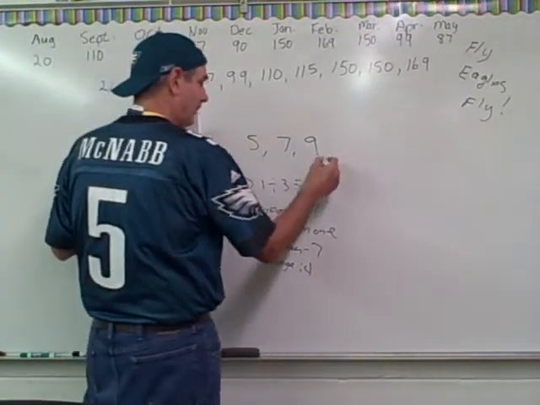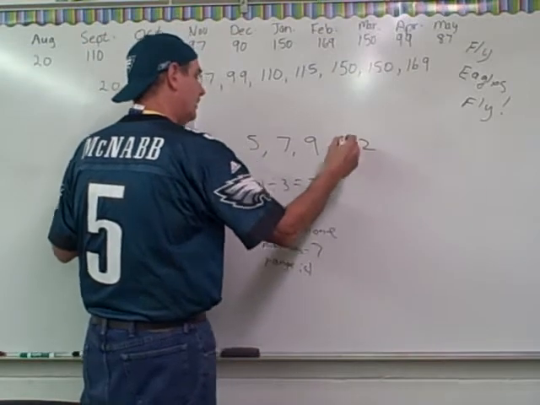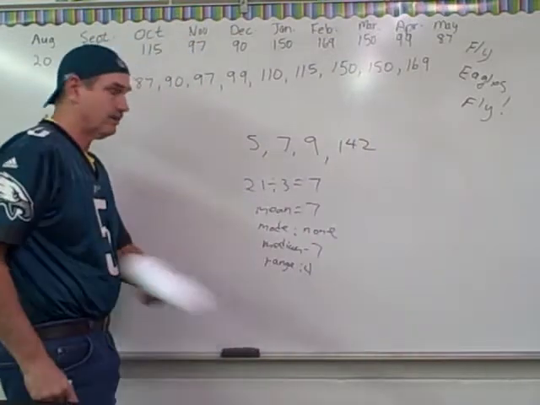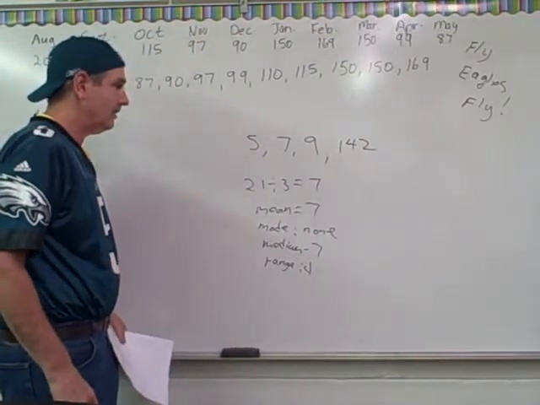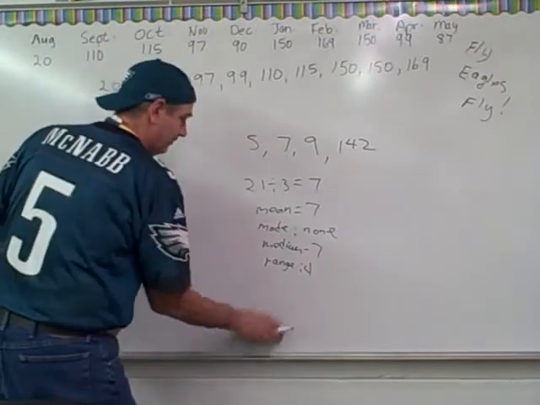If I added a number and made it 142, then it would change all these other measures of center, but 142 would be the outlier.